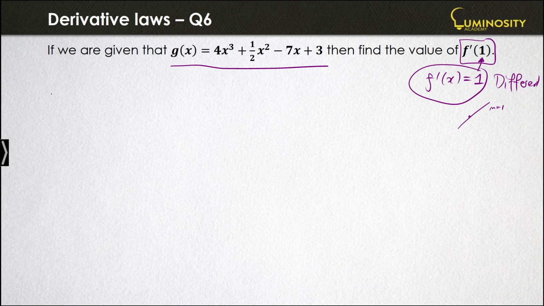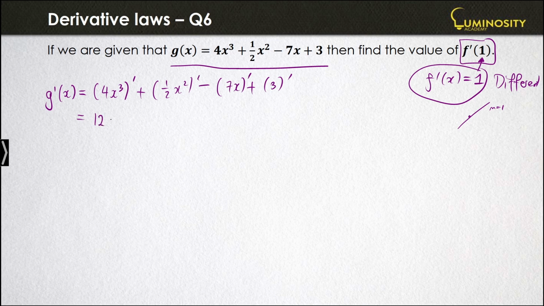So first of all, we need to find the derivative function, g prime of x. So I can use my derivative laws. It's going to be the derivative of 4x cubed plus the derivative of a half x squared minus the derivative of 7x plus the derivative of 3. Okay, I can use the power rule here.